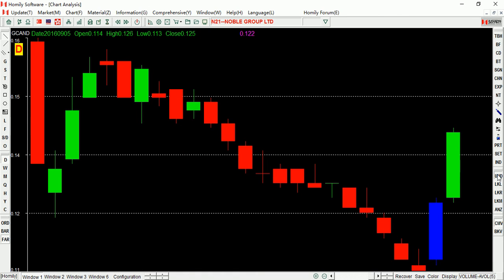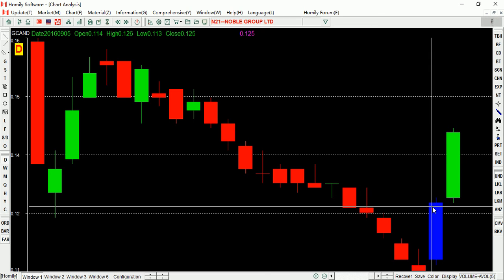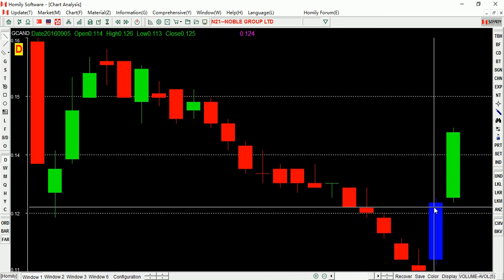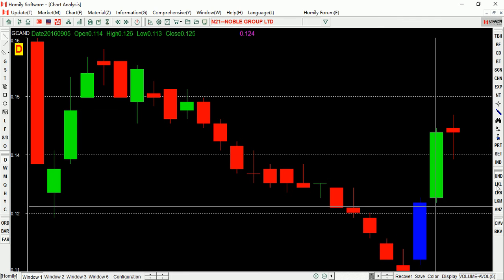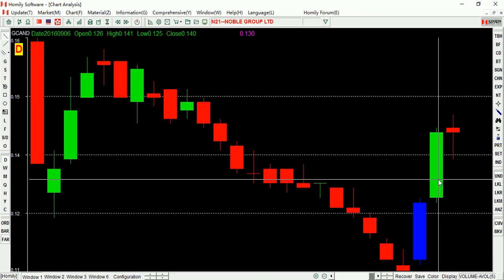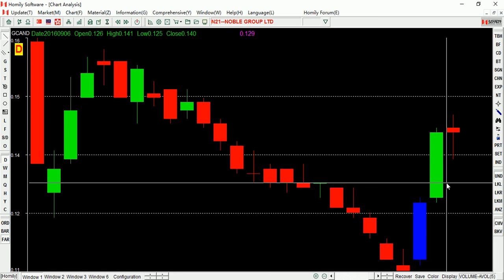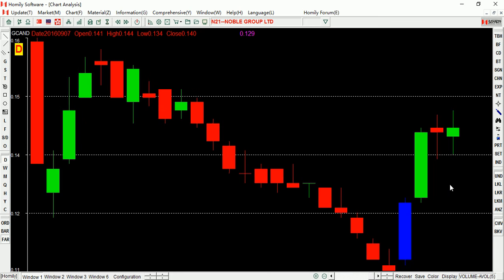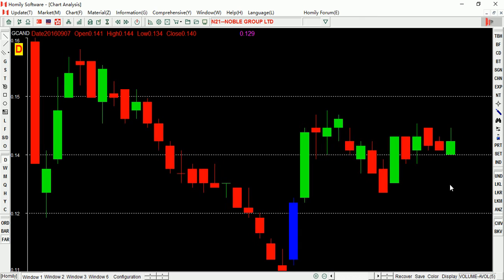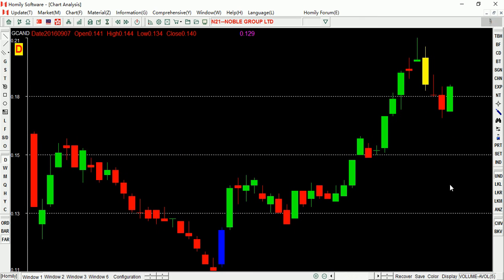So this one, the blue candlestick appears again. Next day, can buy or not? The closing price is higher than the closing price of the blue candlestick. So we can buy, okay? So here is the buy point, right? Because this is the daily chart, we can operate tomorrow. So tomorrow we buy, okay?